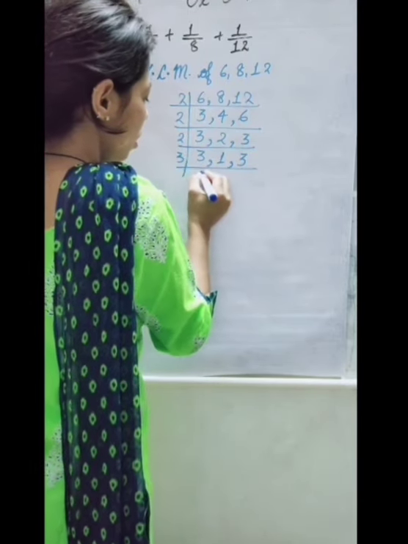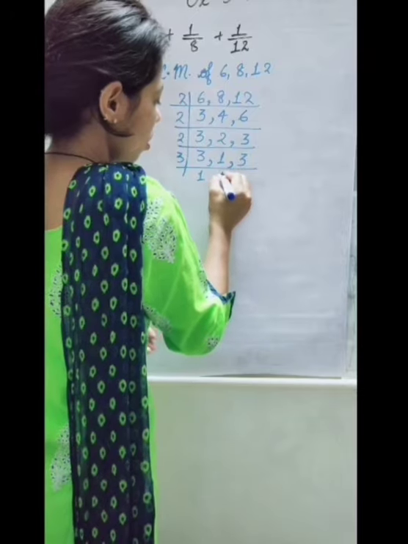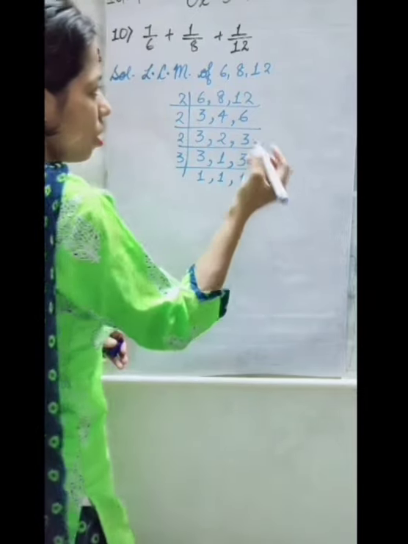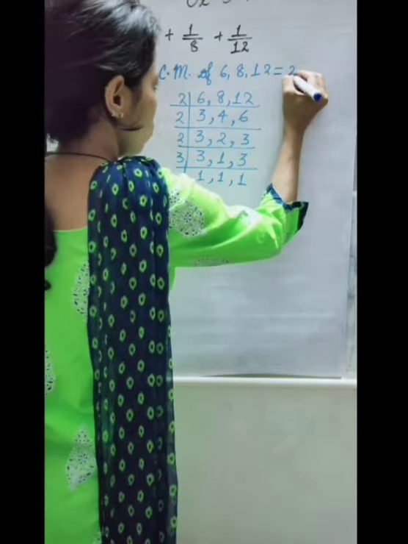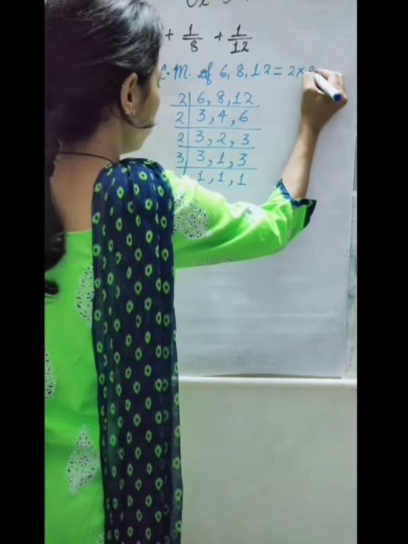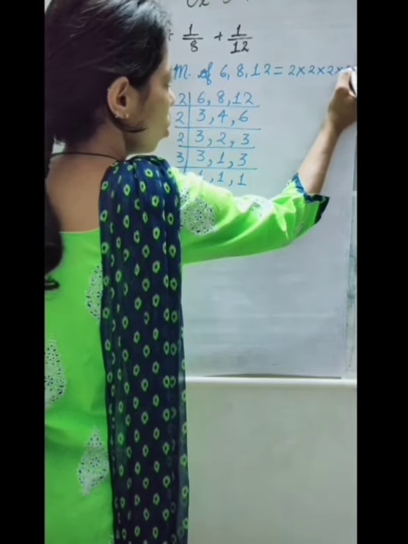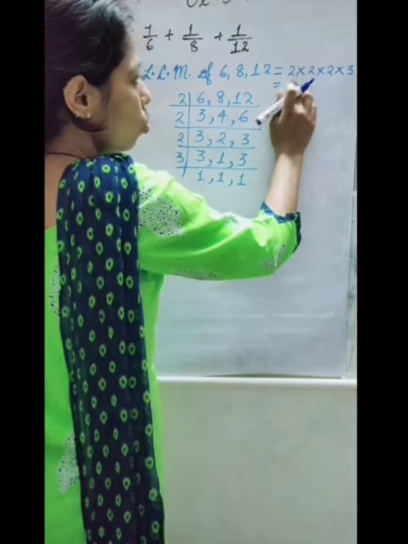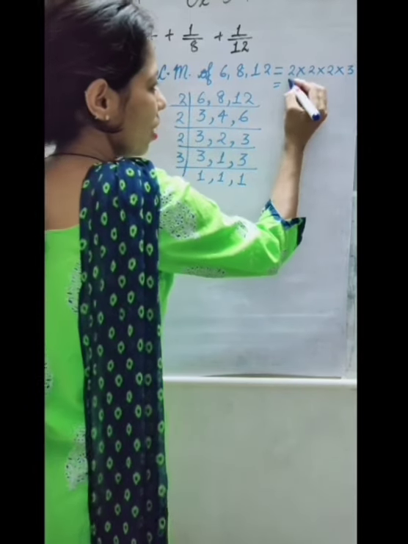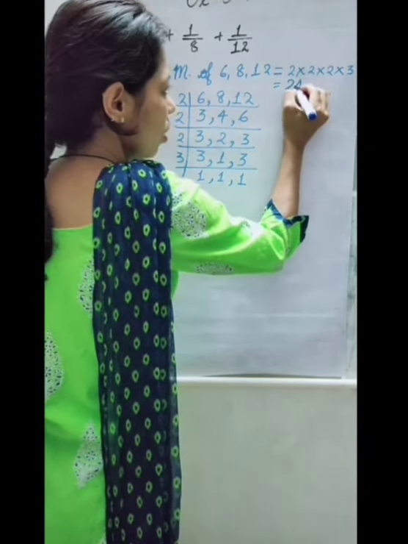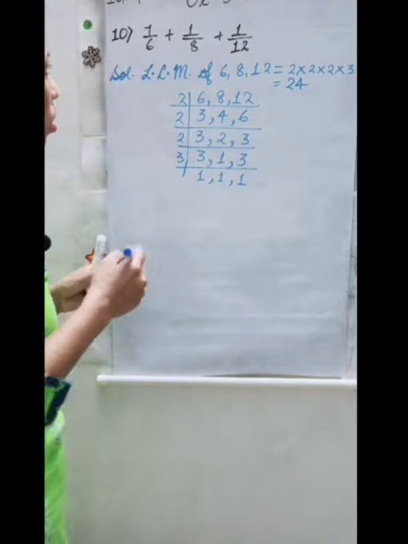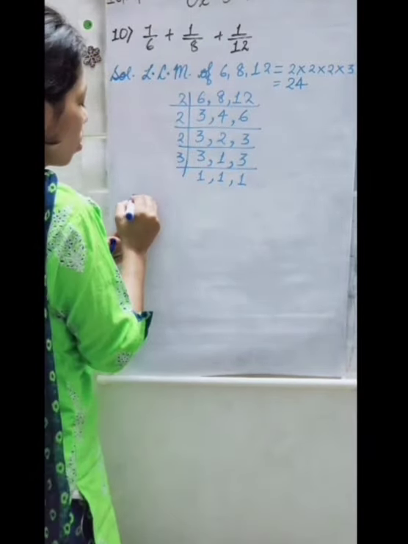Now by 3. 3 1s are 3. 3 1s are 3. 3 1s are 3. So LCM is equals to 2 into 2 into 2 into 3. 2 2s are 4. 4 2s are 8. 8 3s are 24. So now let's solve.